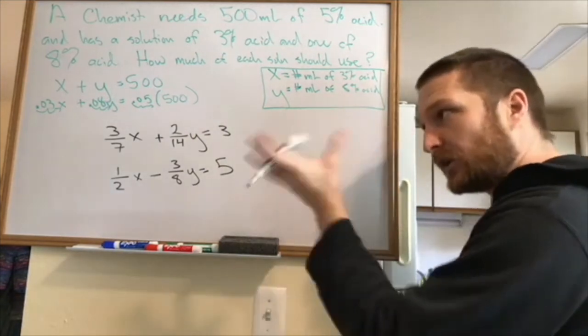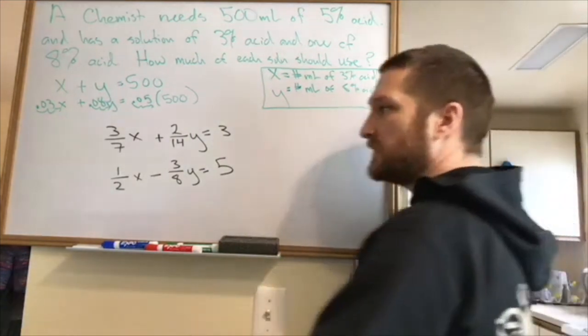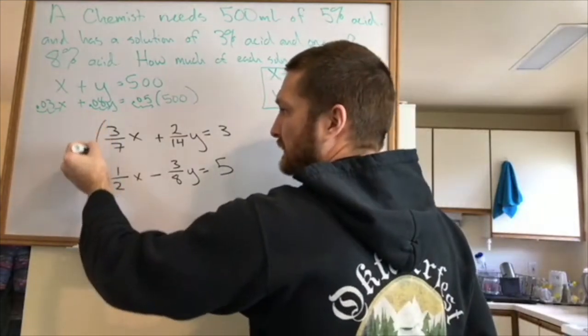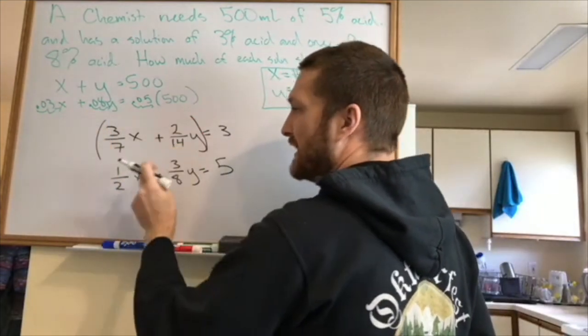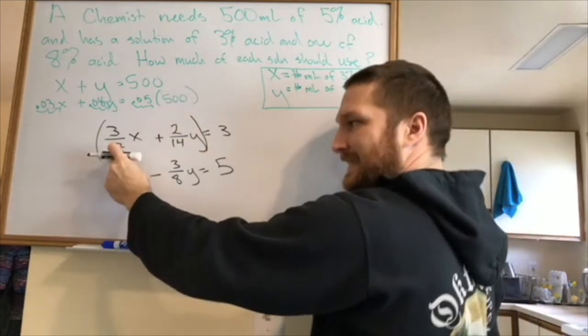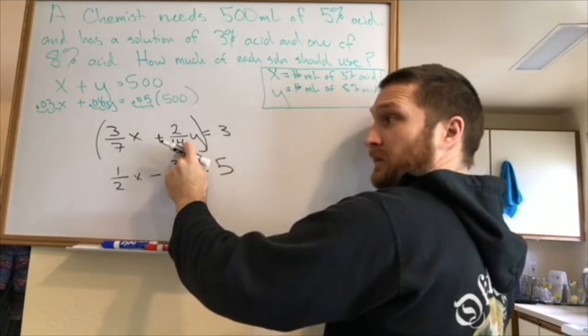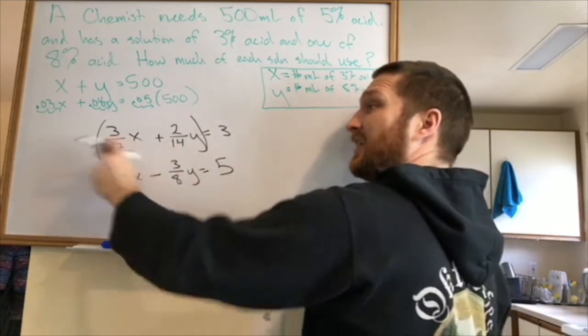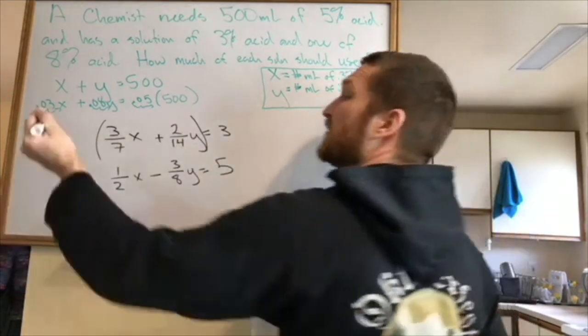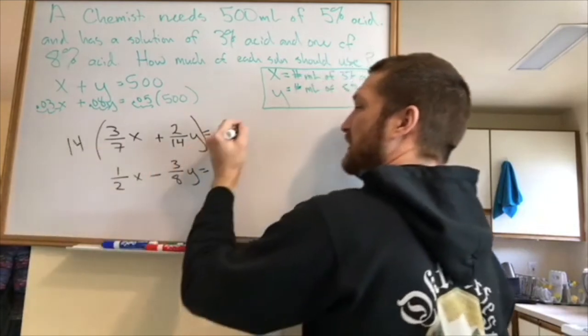And when I look at this, I think, well, this top one here, go ahead and multiply this by anything I want. If I multiply by 7, that'll kill that fraction, but it won't kill that one. But I notice that if I multiply by 14, that'll actually kill both of them. So that's what I'm going to do. I'm just going to kill this fraction by doing this right here.